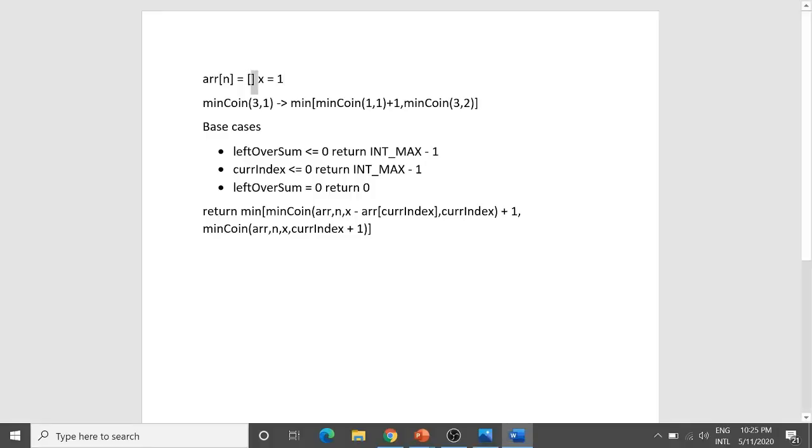What is this index 3? Do I even have index 3 over here? No, I am out of bound. So I have no denominations left with me now, but I need to make an amount of 1. Even if I have an infinite supply of no denomination, I can never make 1 out of it. So this is the base case. If my current index is greater than or equal to the size of the array, then I need to return int max minus 1 over here.